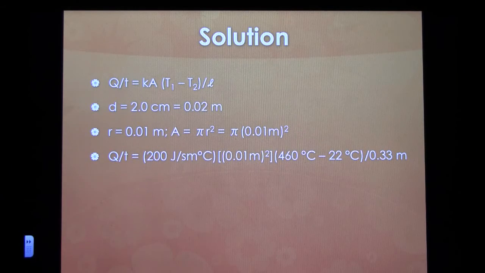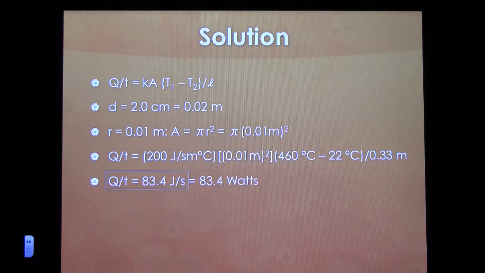We have the K value, we now have the area, we have the two temps of the aluminum rod on either side, and we have the length. So we plug in, and we solve for the rate of heat transfer, Q over T, which is 83.4 joules per second, or, again, joule per second is the same as a watt.